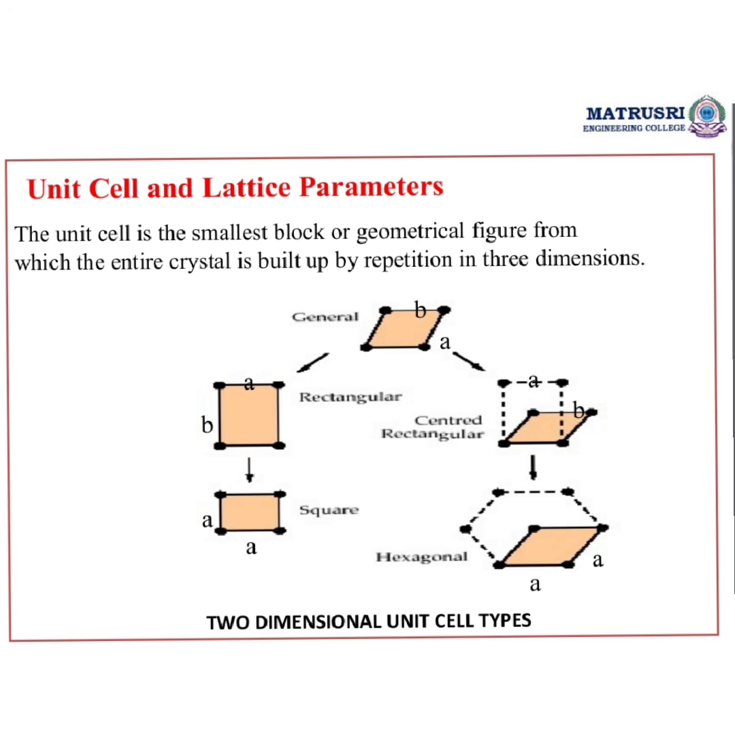And here the main lattice parameters are, as I said, a, b, c, the lengths along the x, y and z axes, and also alpha, beta, gamma, which give you the angles between the axes. More details about these lattice parameters will be discussed in the next video.